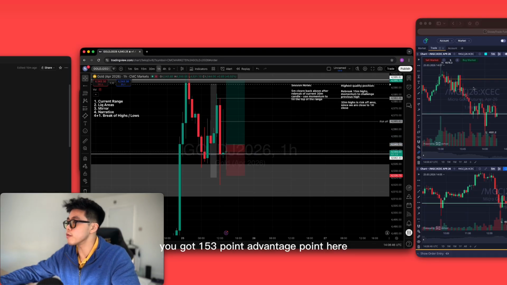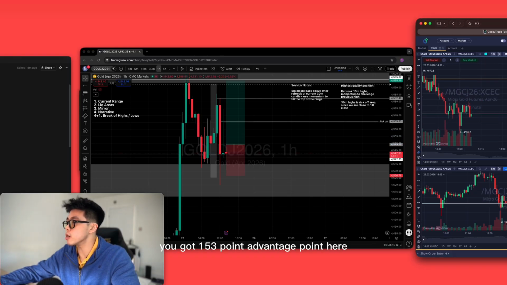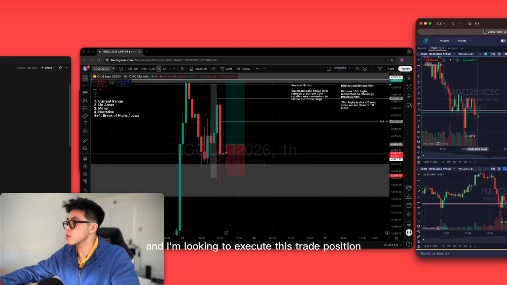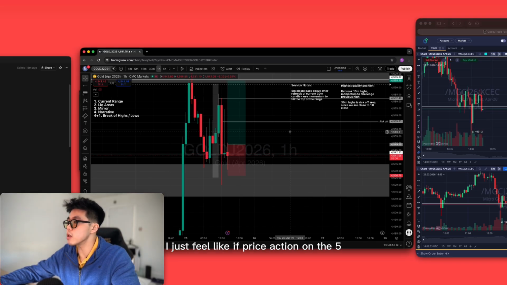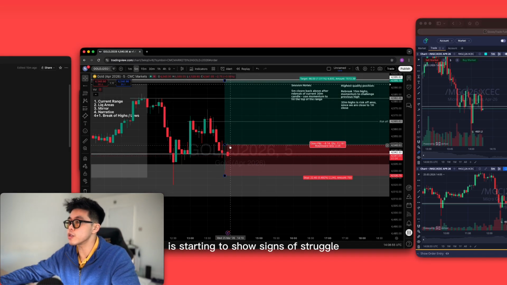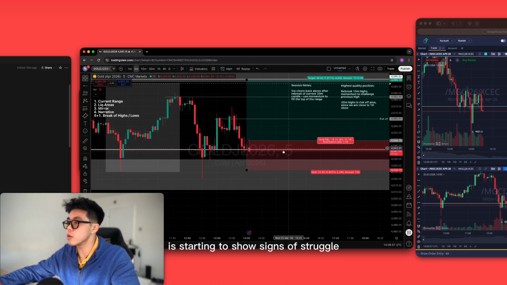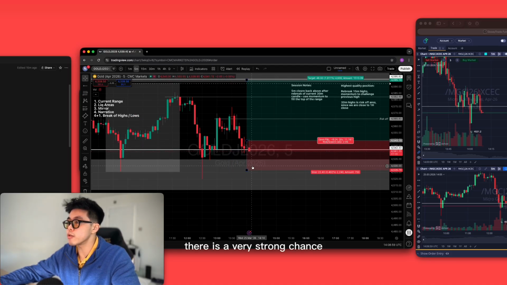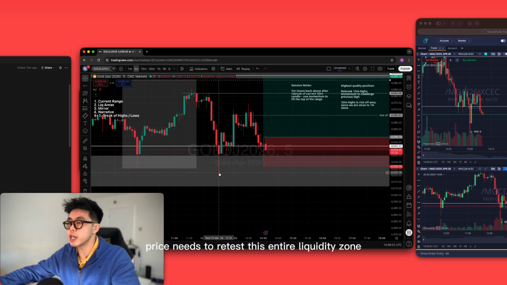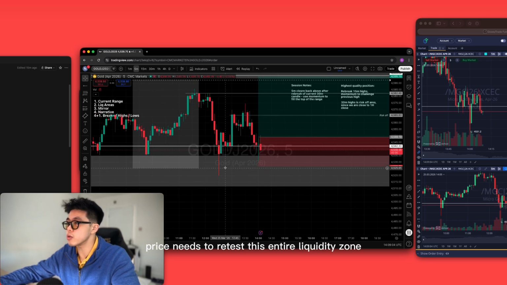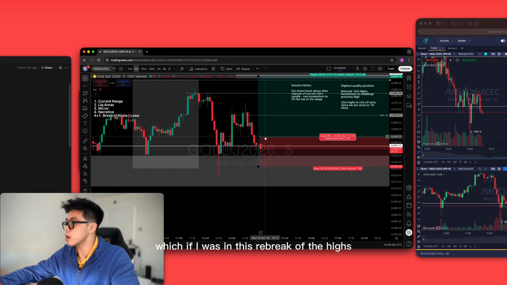You've got a 153 point advantage point here, and I'm looking to execute this trade position. I just feel like if price action on the 5 is starting to show signs of struggle, there is a very strong chance price needs to retest this entire liquidity zone, which if I was in this rebreak of the highs, most likely we'll see your stop loss first.